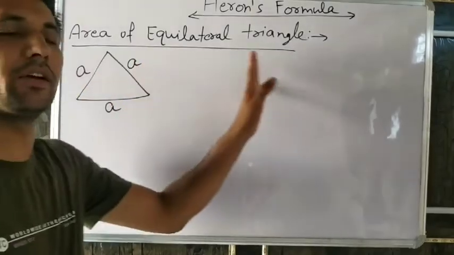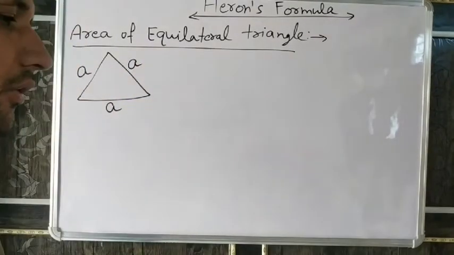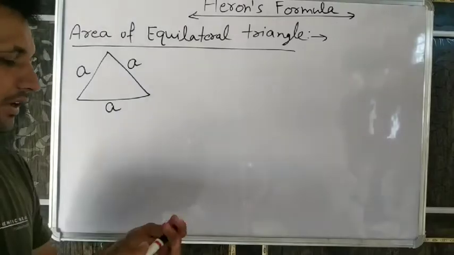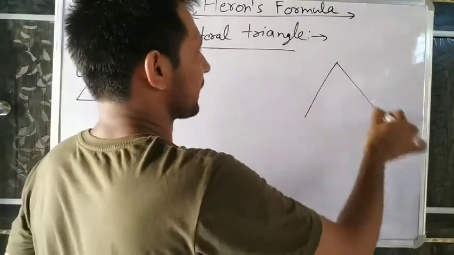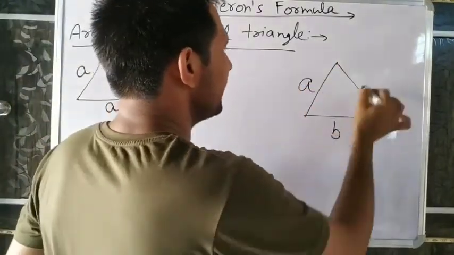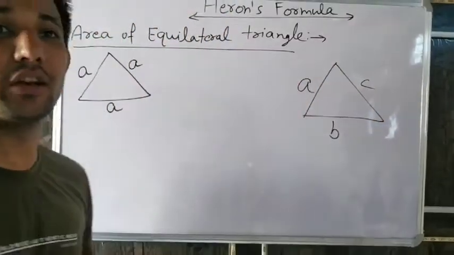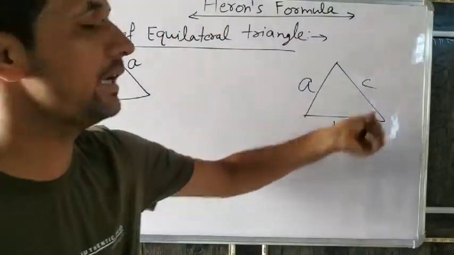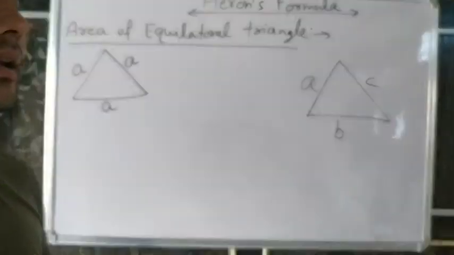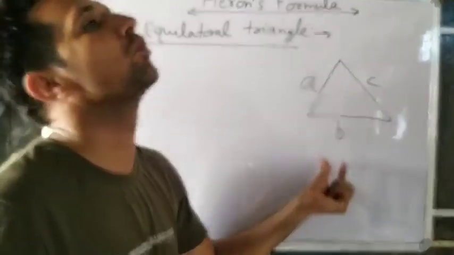Area of equilateral triangle. We already know that if we want to find the area of any triangle, if all three sides A, B, C are given, we are discussing a general case. Suppose the sides are A, B, C. Then we will apply Heron's formula.